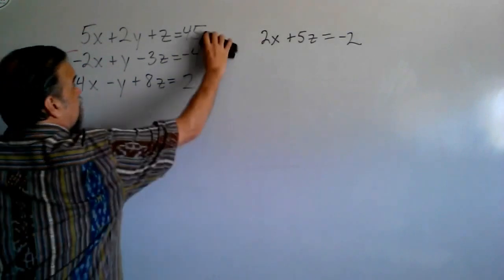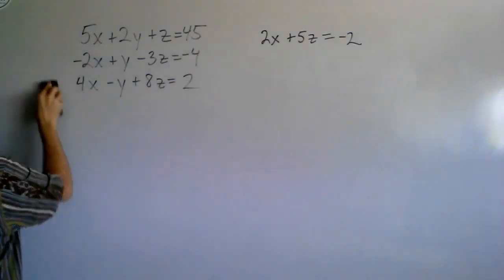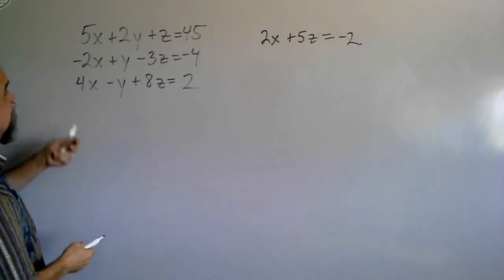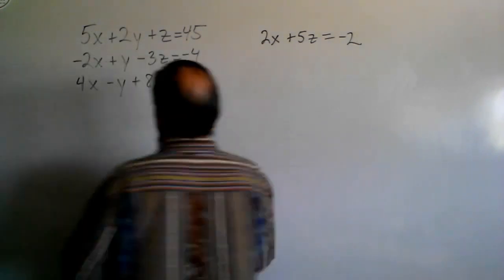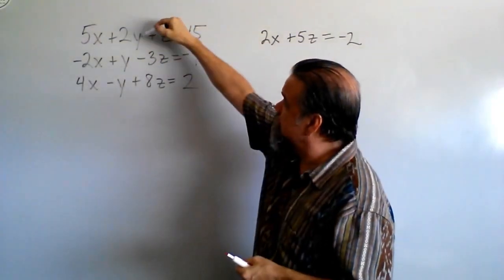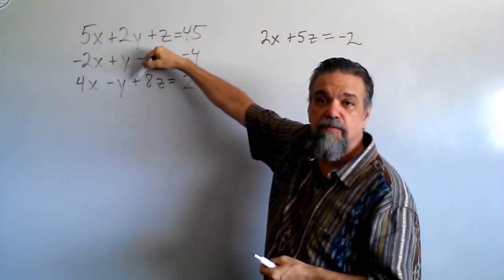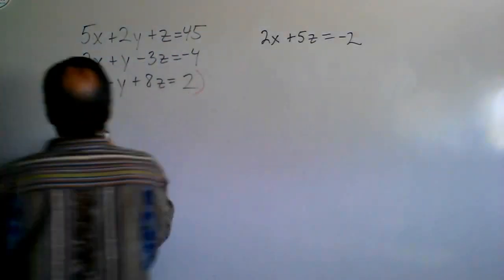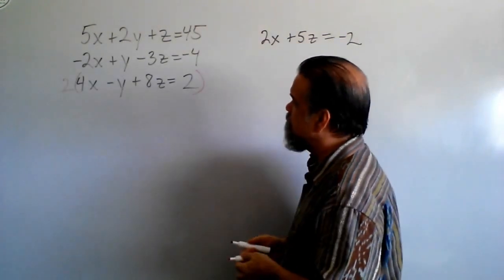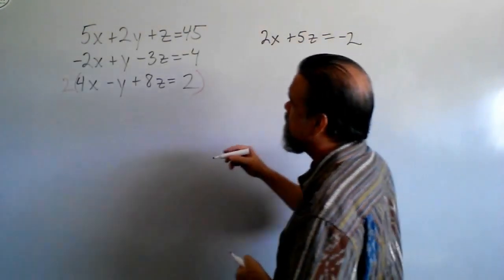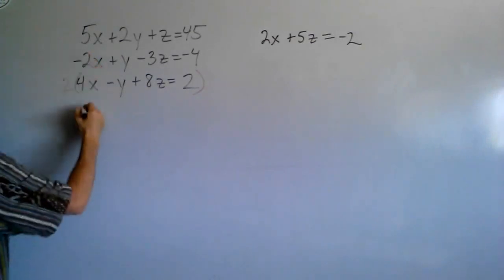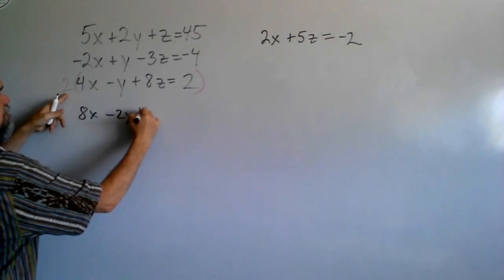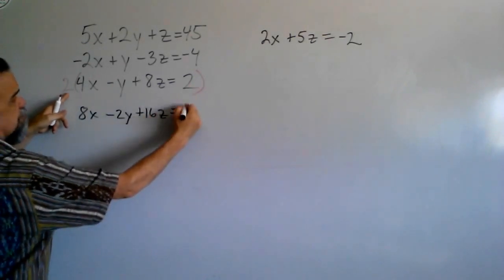So, all right, next one. What are we going to do? Well, we're no longer taking the bottom two equations. Now we're going to take the top equation with another equation. And I think we ought to do the top equation that has a 2y and 2 times the bottom equation, okay? So I'm going to take 2 times this one. And so that's going to give me, let me write it right here below it, 8x minus 2y plus 16z equals 4.